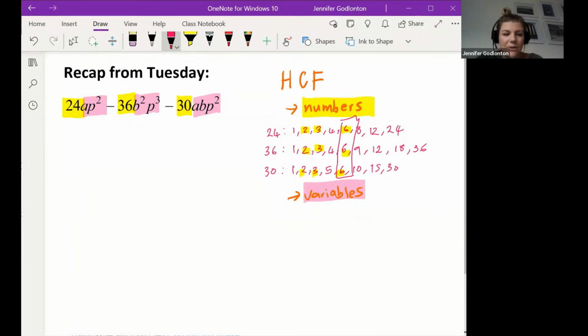Then think about what we look for with our variables, and then we'll go through this together. I see that we have some answers coming in, which is great. I'm liking the 6s. But for P, we could get something a little bit higher than P. I like that you could see that A wasn't in everything and B wasn't in everything. That's a really good step. But if you look at your P's, you've got a P squared there, a P cubed there, and a P squared there. So think about what the smallest one is that you could take out.